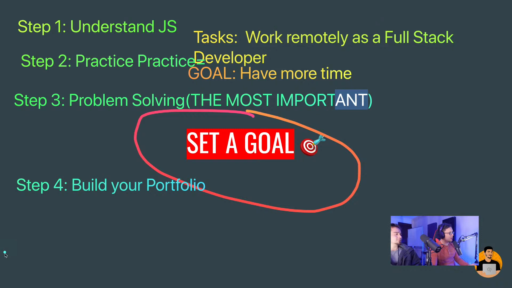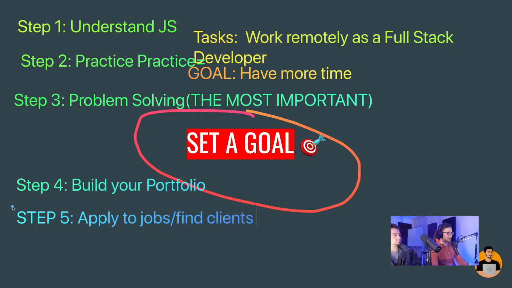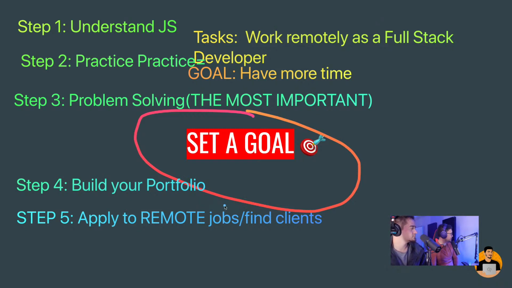Okay. Step 4. Now let's do step 5. Okay. Step 5 is what? What do you think step 5 is? Start finding clients. Yeah, apply to jobs or find clients. Now, apply to remote jobs. Let's be clear about that. Remote, because you don't want to look for jobs that don't fit what you want, right? Remote jobs or find remote clients. Does that make sense? So we want to be very direct with that. Comprende? Okay, cool.